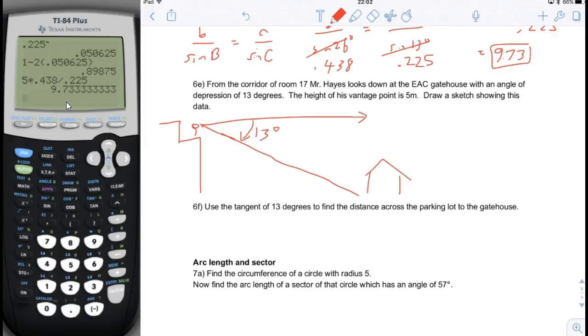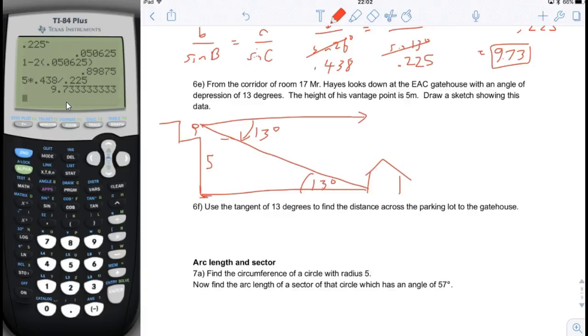It says the height of his vantage point is 5 meters, so that means from the ground to his eye level is 5 meters, so we're going to put 5 there. Okay, so basically we've drawn a triangle, and remember, this angle here is also 13 degrees, because if you have parallel lines cut by a transversal, alternate interior angles are congruent, right? Remember learning that in geometry class? Okay, so that's our picture.